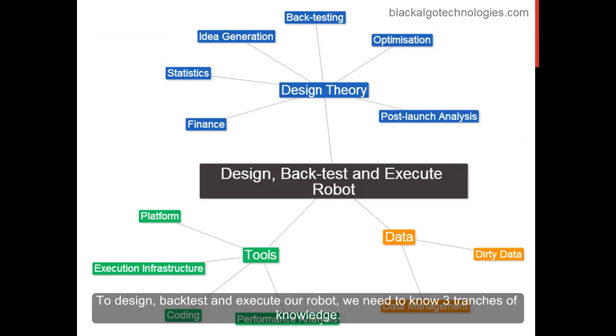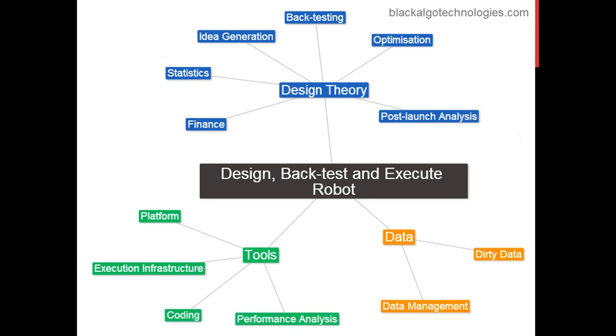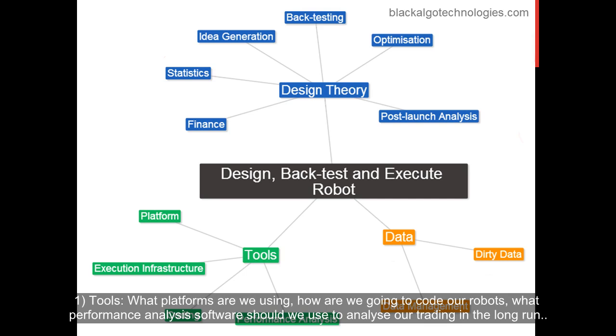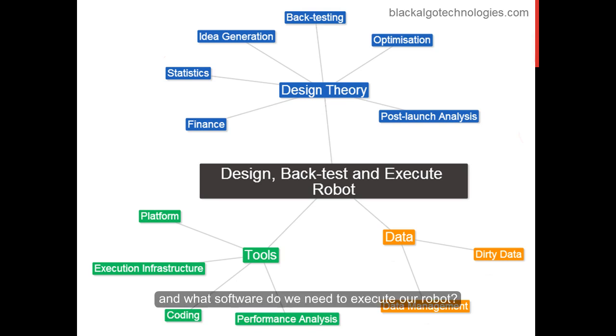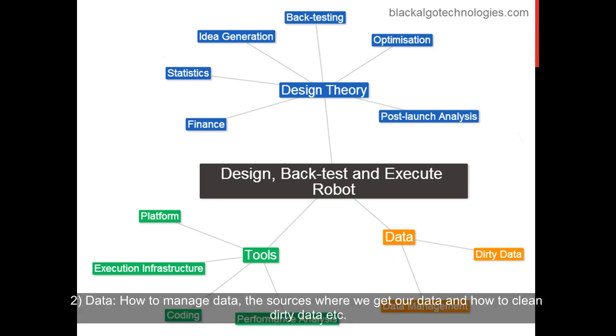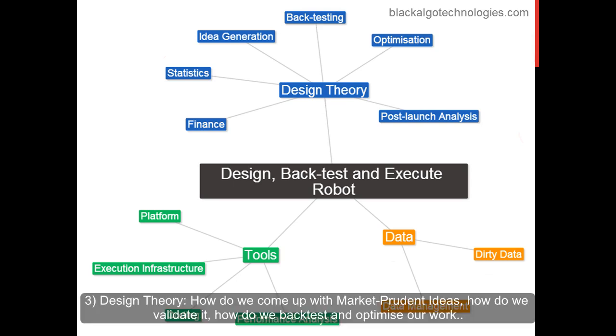To design, backtest, and execute our robots, we need to know three tranches. First is the tools. What platform are we using? How are we going to code our robots? What performance analysis software do we use to analyze the performance of our trading in the long run? What software do we need to execute our robot? The second, data. How to manage data, the sources where we get our data from, and how to clean dirty data, etc. The third and the most important part will be our design theory.